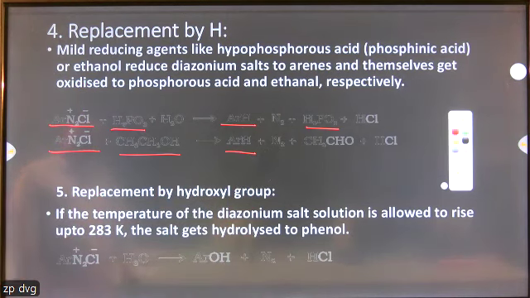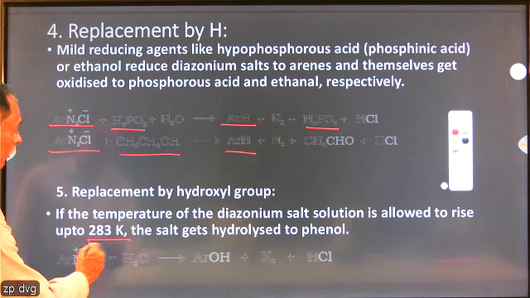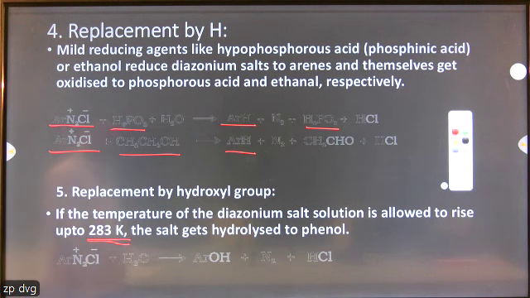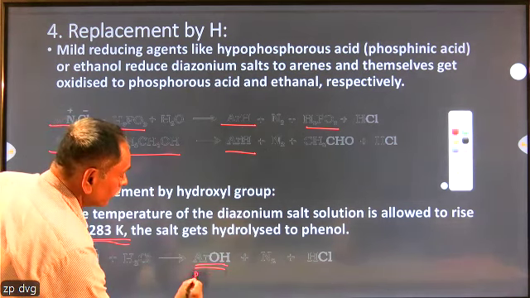Next reaction, replacement by hydroxyl group. If the temperature of the diazonium salt solution is allowed to rise up to 283 Kelvin, it becomes highly unstable and the salt gets hydrolyzed to phenol. So whenever the temperature of the diazonium salt solution is increased, the salt gets hydrolyzed and phenol is obtained.